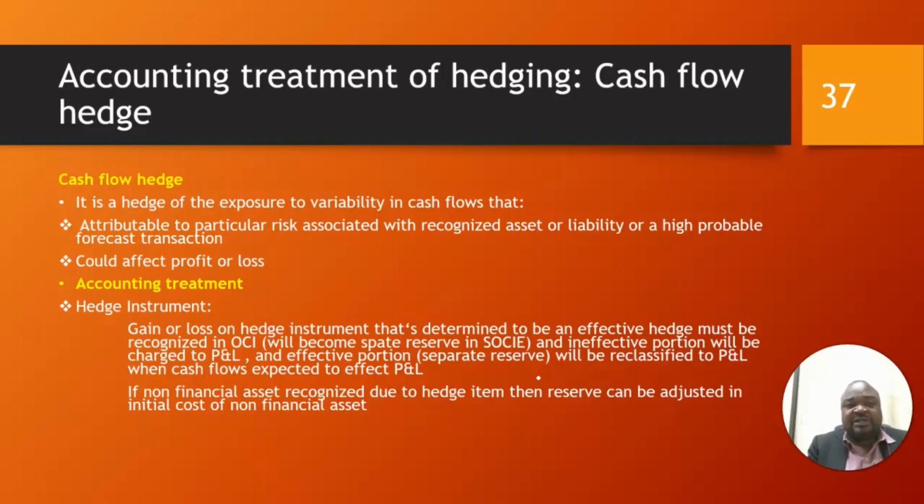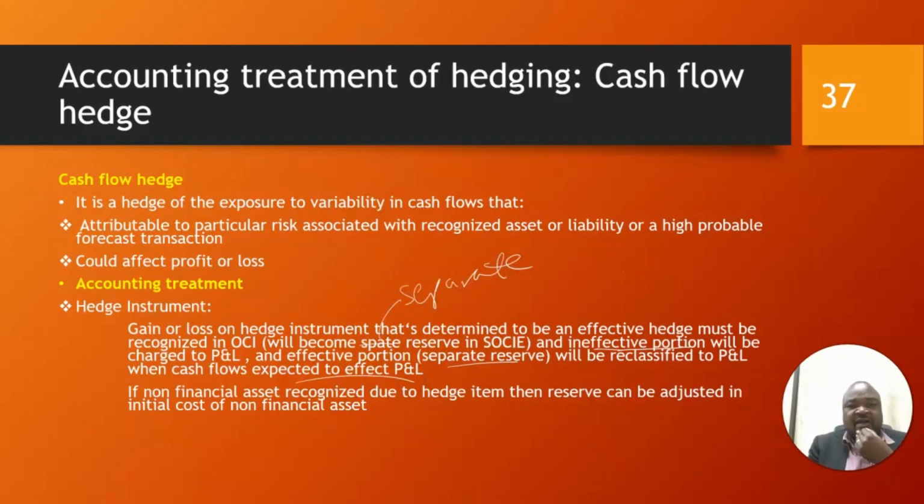Here's the accounting treatment. Hedge instrument: gain or loss on a hedge instrument that is determined to be an effective hedge must be recognized in OCI. It will become a separate reserve in the statement of changes in equity, and the ineffective portion will be charged to profit or loss, the ineffective portion of the hedge, and the effective portion to a separate reserve. Actually, here this is a separate reserve.